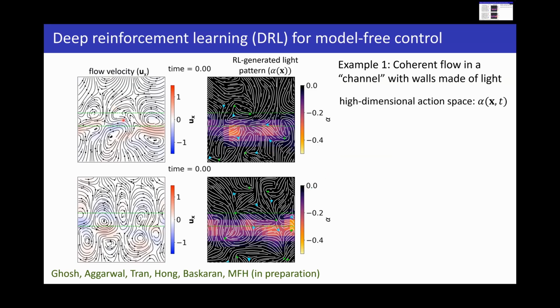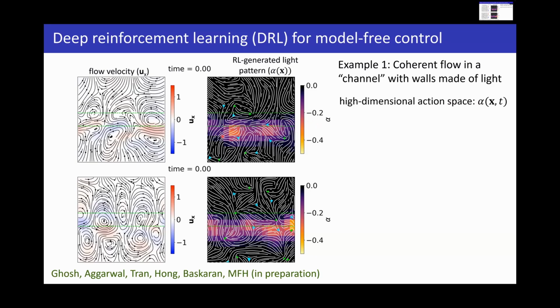So the first one I'm showing here is, again, trying to achieve coherent flow in the x direction through this fictitious channel set by these green lines. And I want to again emphasize that in comparison to other reinforcement learning applications that I've seen, this is an extremely challenging problem because we have such a high dimensional action space.